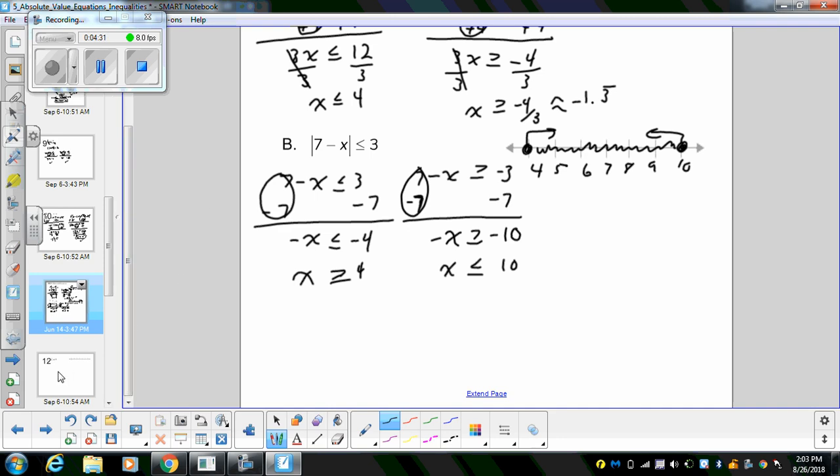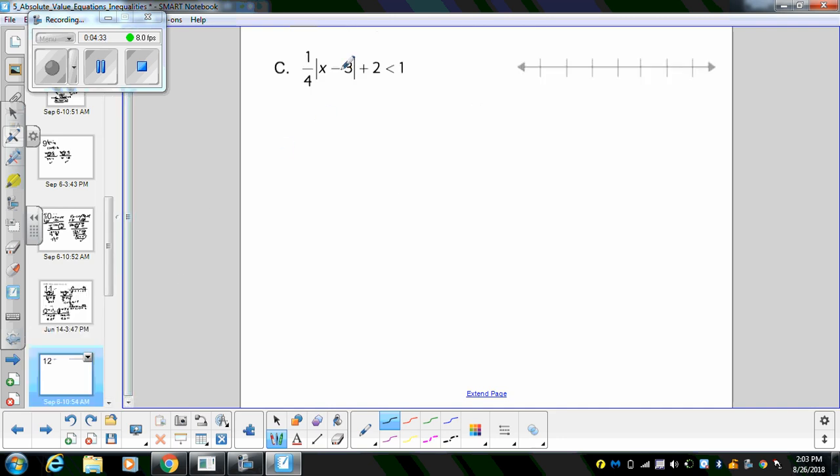Alright, so let's look at the next one. Alright, so again here, I'm going to get rid of my constant. So again, I have to isolate my absolute value before I can do anything. So I'm going to get rid of my constant first by subtracting 2.